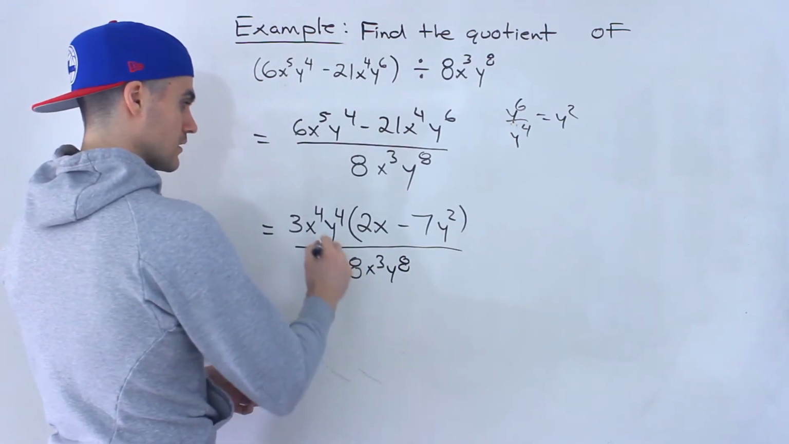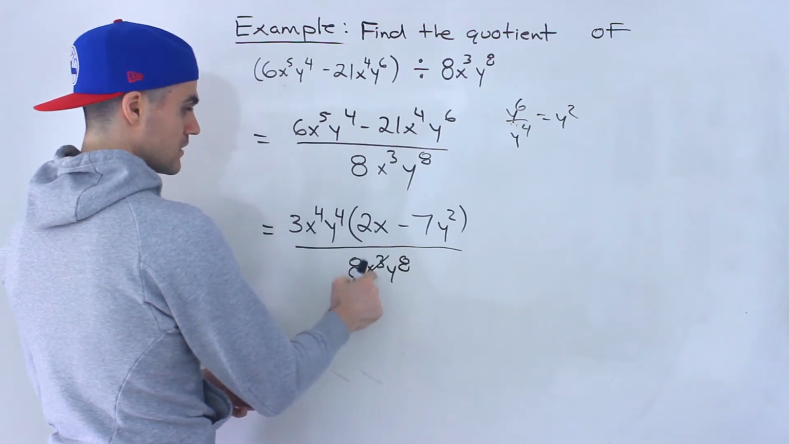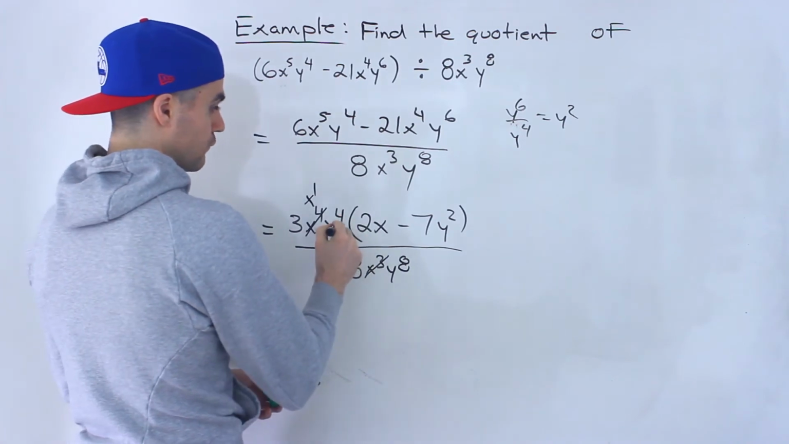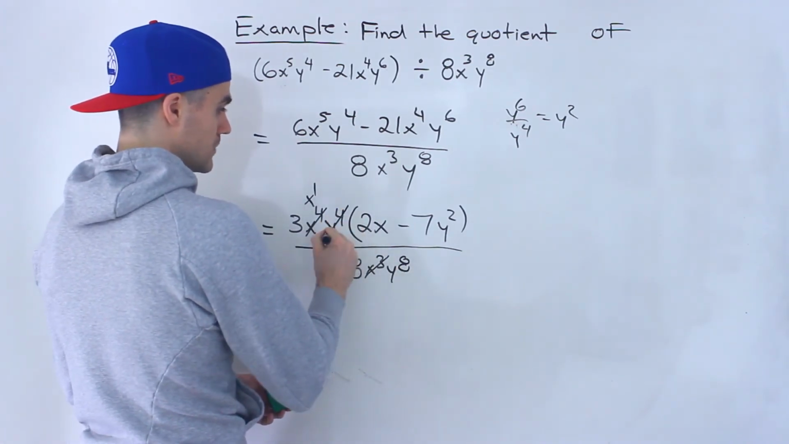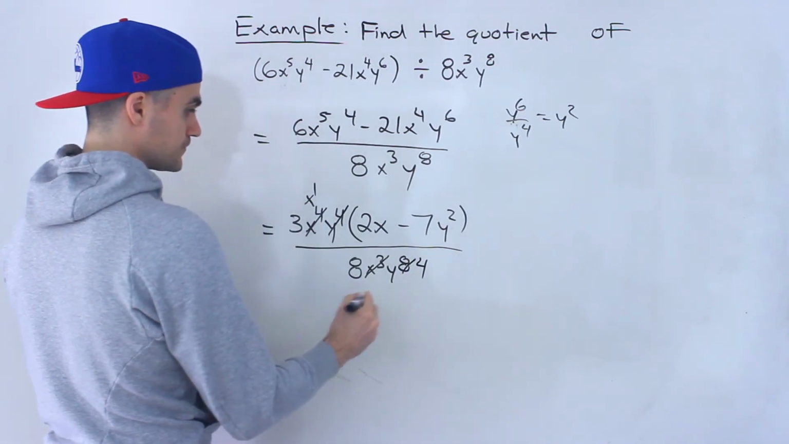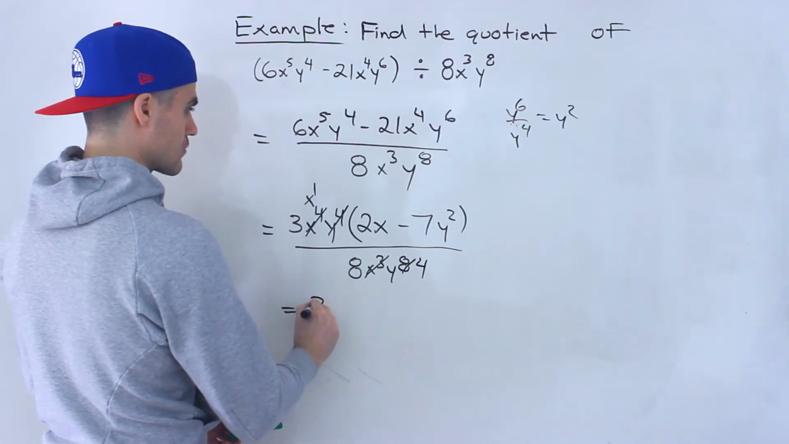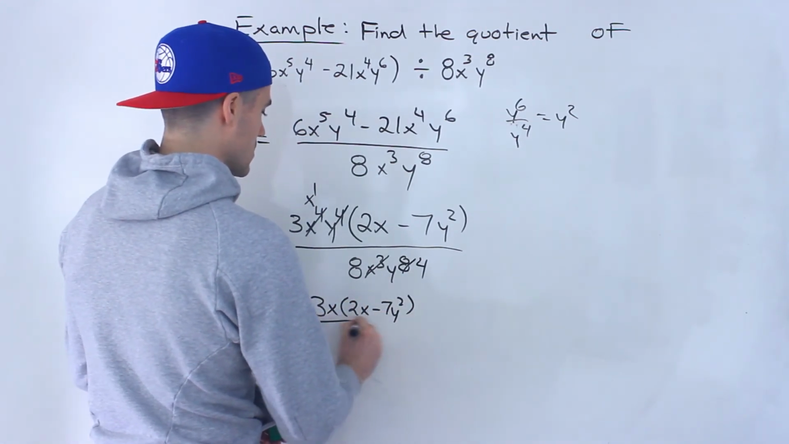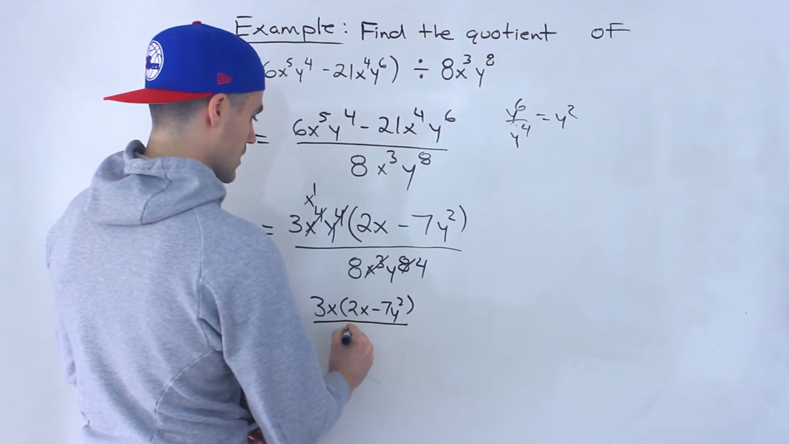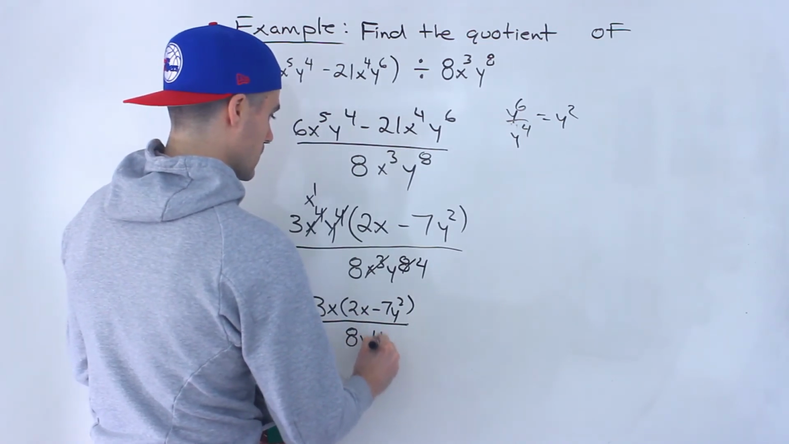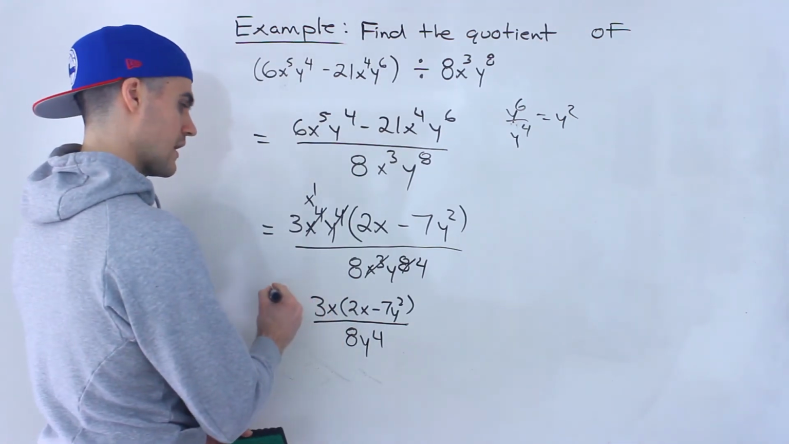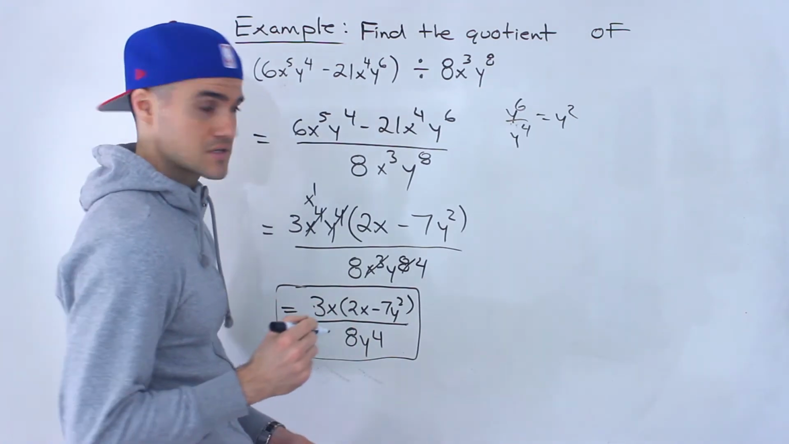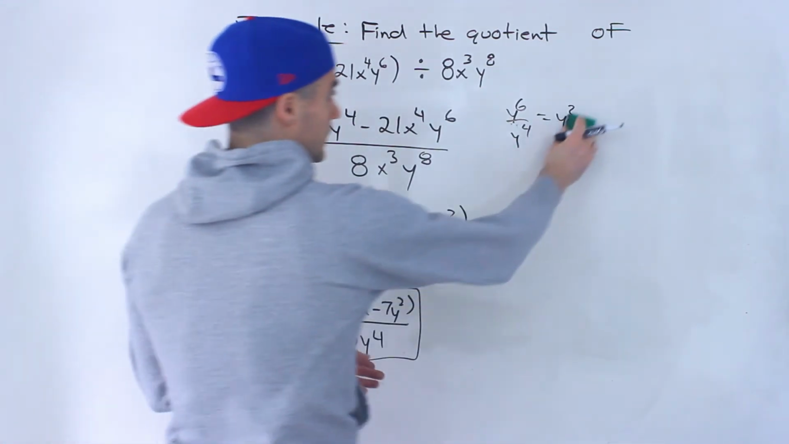And then from here, we can cancel stuff out. Notice x to the 3, there's 3 x's here, 4 x's up top, so meaning there's going to be 1 x left at the top. We got 4 y's at the top, 8 y's at the bottom, meaning there's going to be 4 y's left at the bottom. And so this would end up being 3x, 2x minus 7y squared, all over 8y to the 4. And then it doesn't simplify any further. And then the 3 and the 8, those don't simplify either. So that's one way to do it.